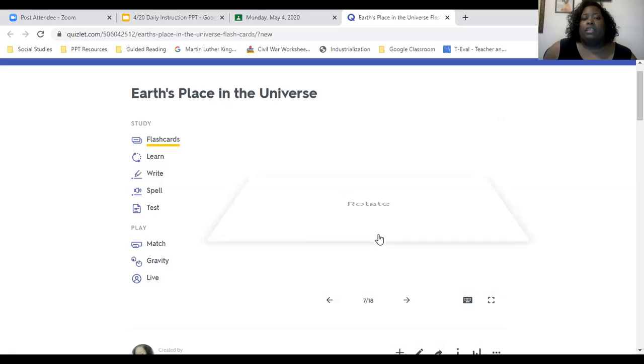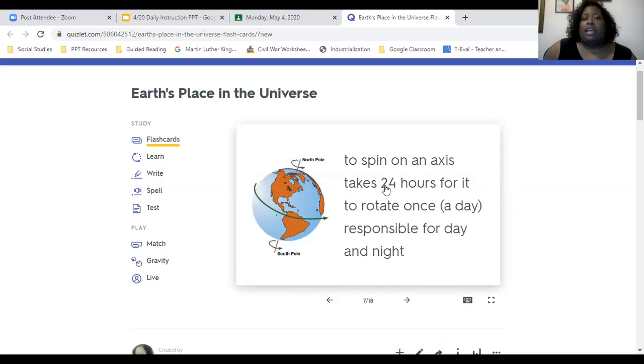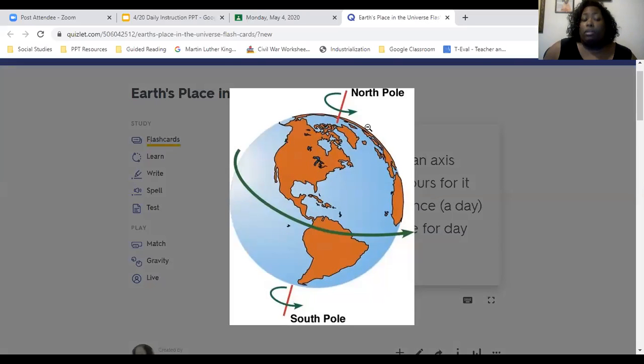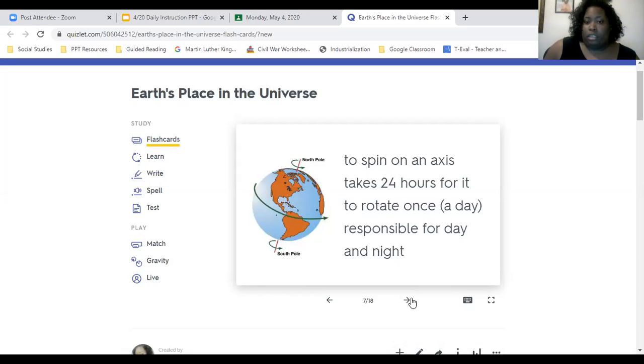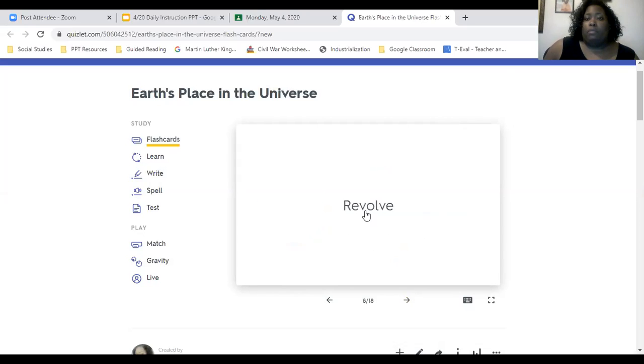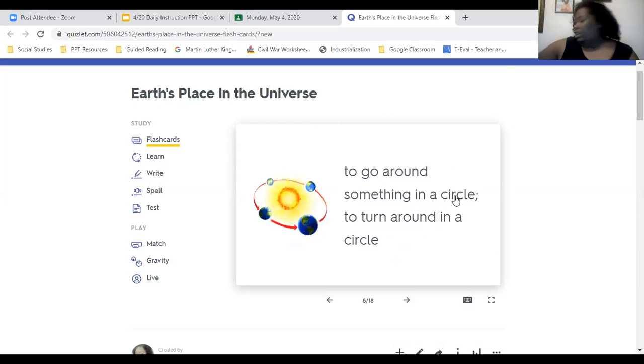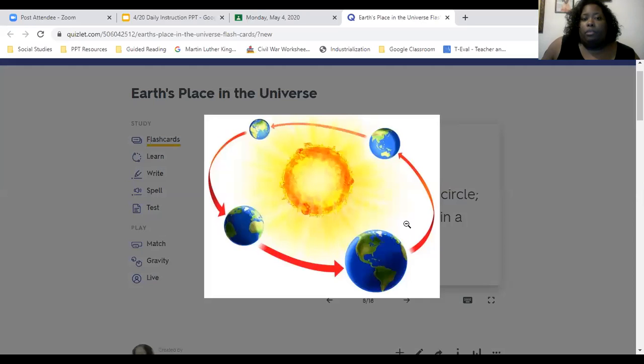Rotate, to spin on an axis. It takes 24 hours for it to rotate once, which is a day, responsible for day and night. And so then this is Earth, and Earth rotates on its axis, and it takes a full 24 hours for it to rotate. Our next term is revolve, to go around something in a circle, to turn in a circle. So here you have Earth revolving around the sun.